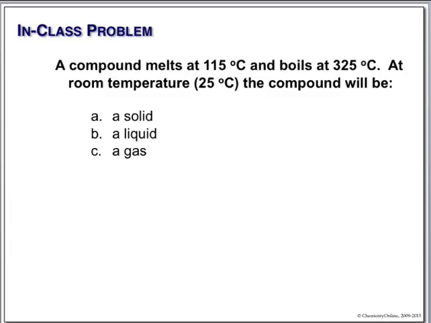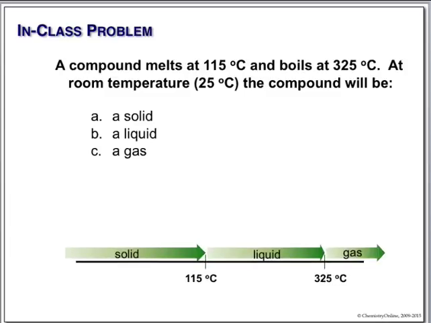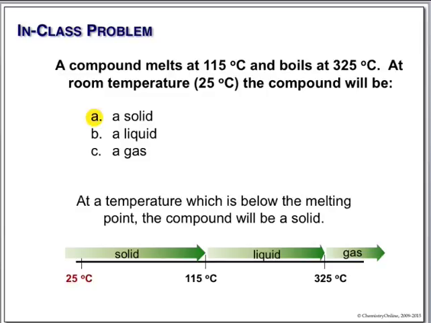Well, let's do our number line again. Temperature line, whatever. Here's our melting point. Here's our boiling point. We are at 25, so that's less than this. There we are, and it is a solid.